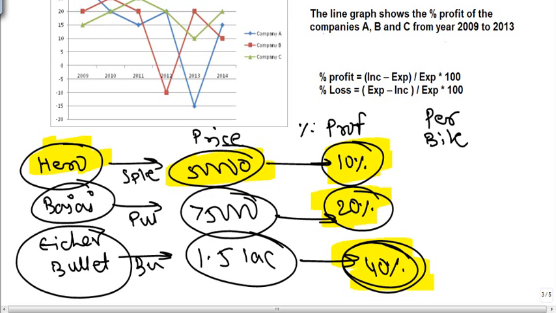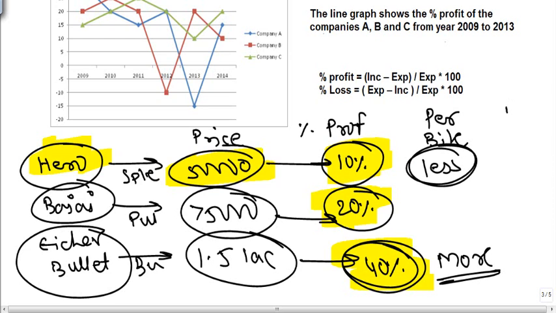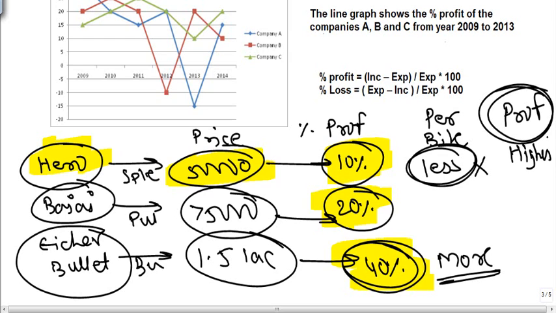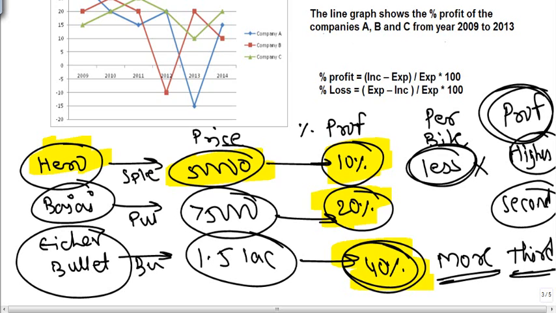Per bike profit means percentage per bike. Per bike profit is more for Bullet and less for Hero. But total profit depends on what? Profit per bike into number of bikes sold. Total profit wise, Hero may be highest, Bajaj will be second, and this is third.